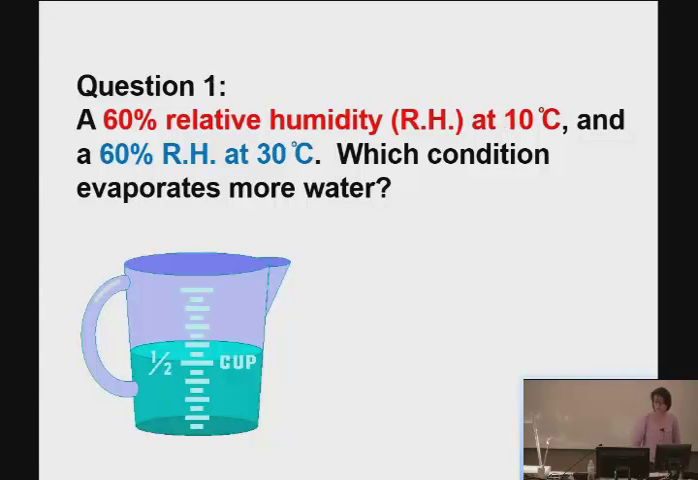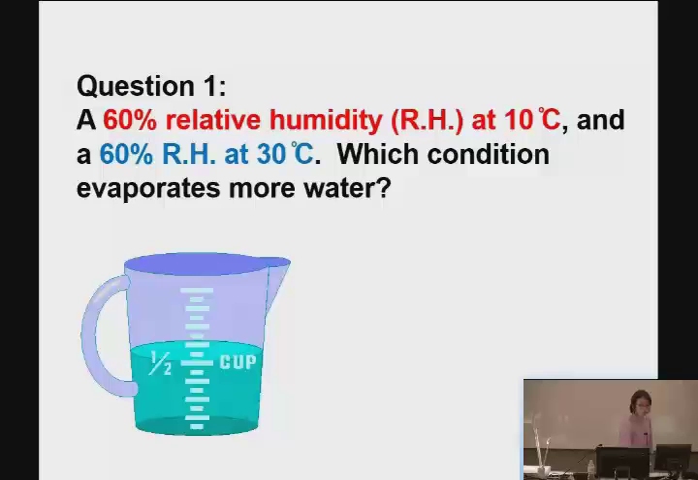Next one, the same relative humidity, 60%, but different temperature. 10 degrees C, 60%, and 30 degrees C, 60%. So the wintertime, 60%, summertime, 60%. Which one do you think is drier or feels dry? 30 degrees C. Yeah.